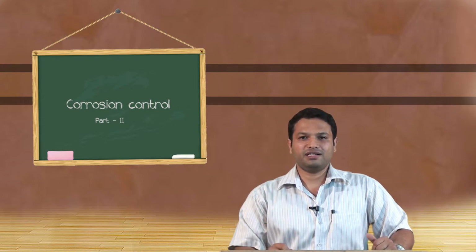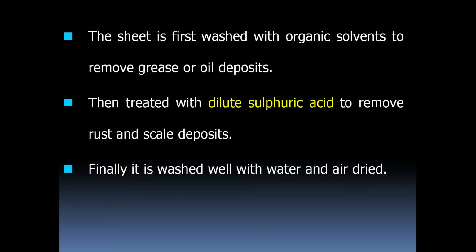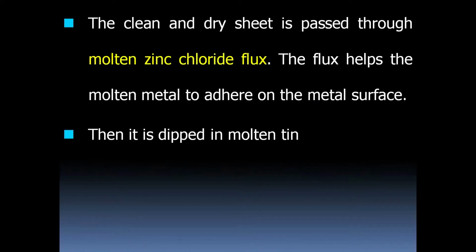Let us have an example of that. Here, first we take the iron sheet and wash it with sulfuric acid and organic solvent so that the grease and rust are removed, and then wash it with water and dry it. Then we pass it into the molten zinc chloride flux, which helps in the proper adherence of the tin.